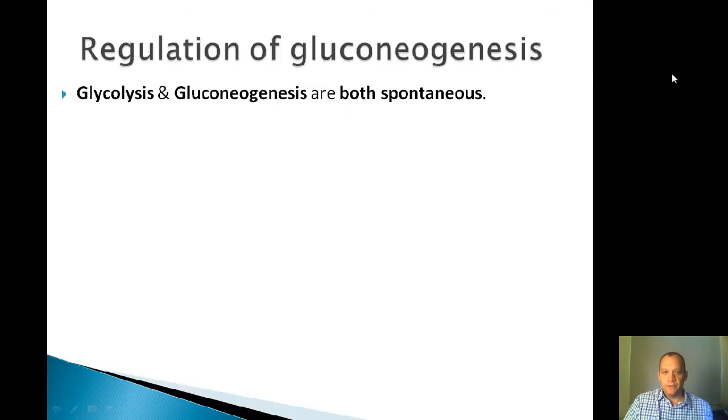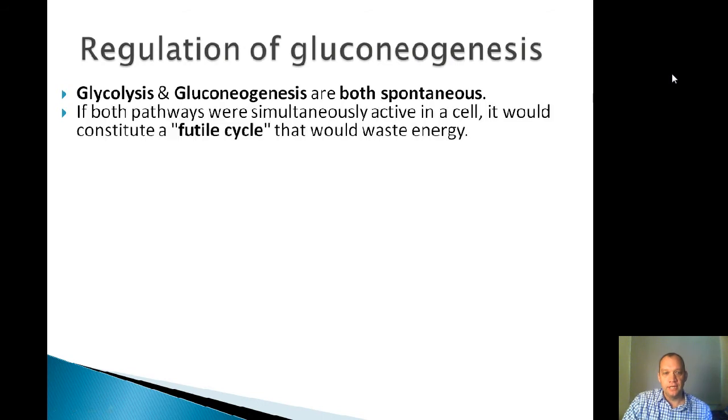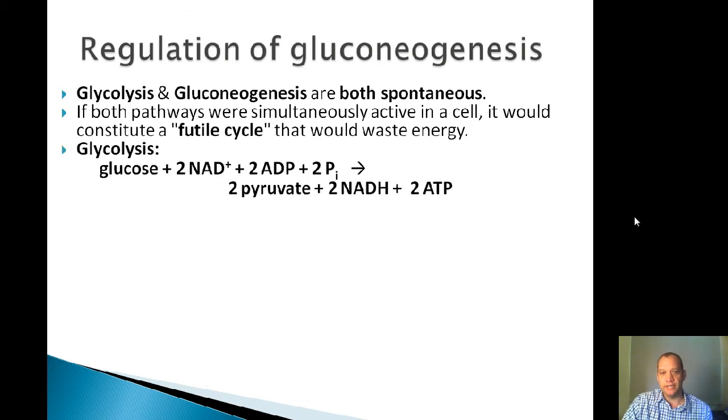So we look now at regulation of gluconeogenesis. We said that glycolysis and gluconeogenesis are both spontaneous reactions through, of course, a series of coupled reactions that take place in both processes. But if both of these pathways actually run simultaneously inside the cell at the same time, it would constitute a futile cycle that would waste energy.